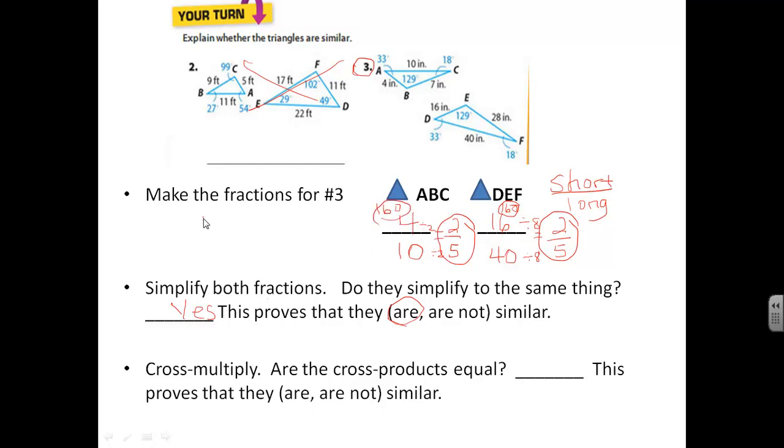Now some of you may have noticed something else, which I haven't mentioned yet. What do you notice about going from the smaller one to the larger one here? Is there a scale factor here that you can multiply by? Oh, see, here I go again. 4 times 4 is 16, and 10 times 4 is 40. So when you can use that scale factor and multiply by the same thing, that also means that they are similar. Oh, I forgot to answer this. Are the cross products equal? Yes.